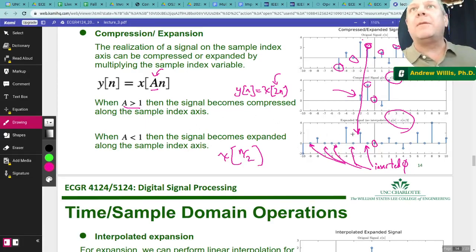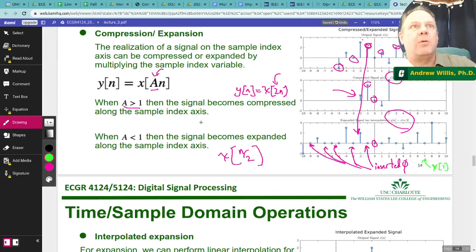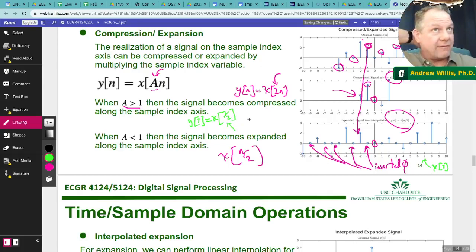Let me see if I can find a clean part of the slide to write on. I kind of messed things up. Let's go over and use this part over here. So let's consider that we want to interpolate the value of y at the value 7. So y of 7 would equal x at 7 over 2, but 7 over 2 is not an integer, so that value doesn't exist, so by convention it is 0. That's what you would do without interpolating.